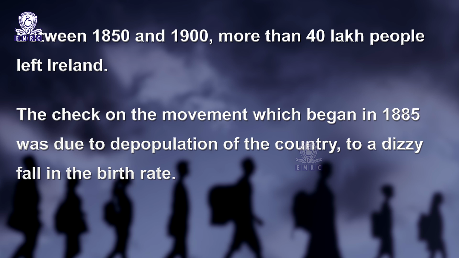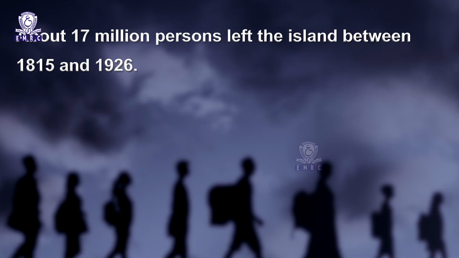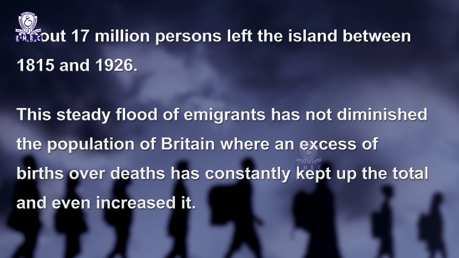The check on the movement which began in 1885 was due to depopulation of the country and a dizzy fall in the birth rate. Immigration from the British Isles as a whole represents the greatest swarm of mankind that has ever crossed the sea. About 17 million persons left the island between 1815 and 1926. This steady flood of immigrants has not diminished the population of Britain, where an excess of births over deaths has constantly kept up the total and even increased it.